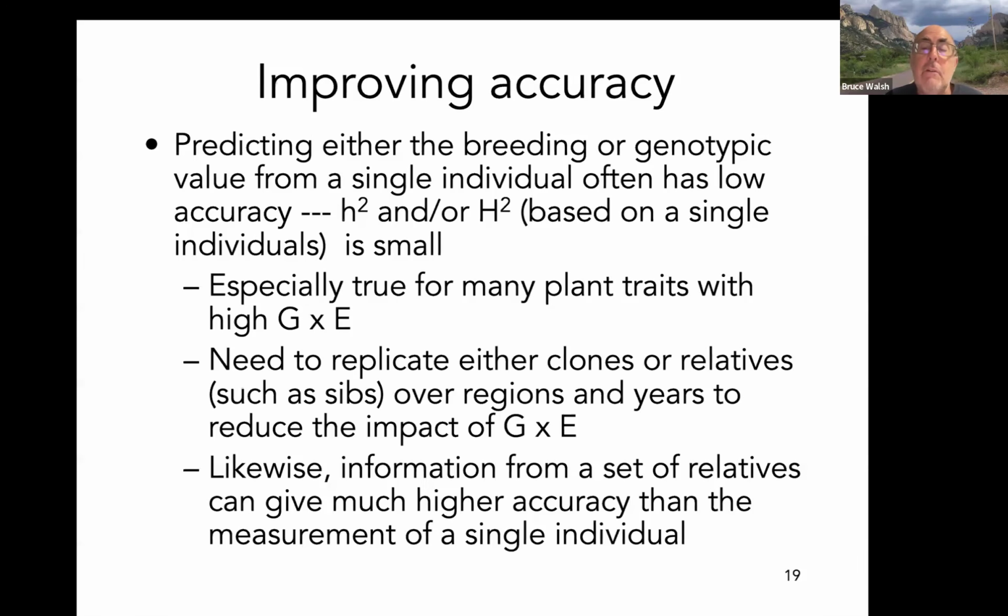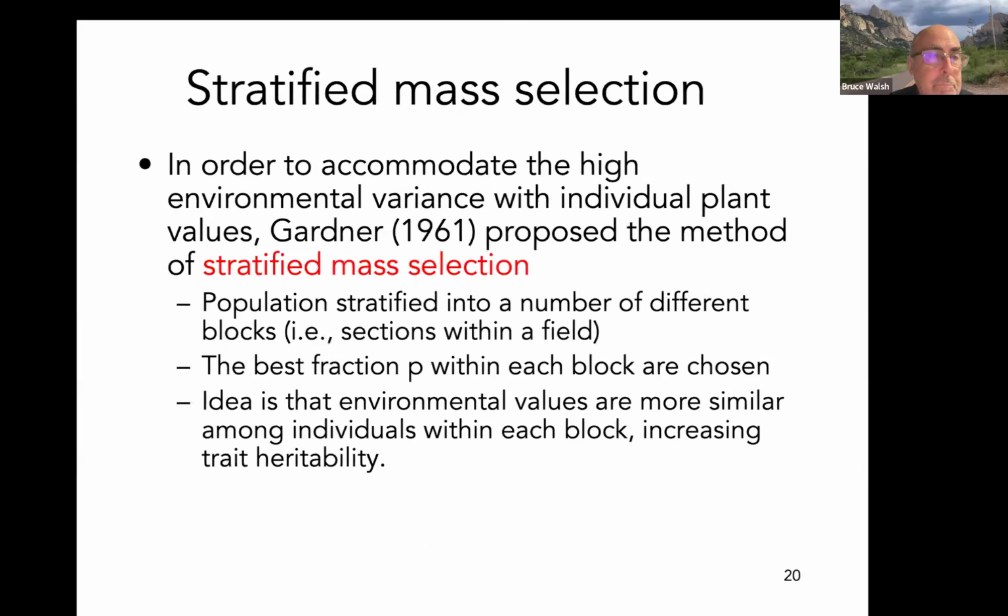That's called SIB selection. And by looking over environments, that's a way to reduce G by E. So for example, instead of picking the single best corn plant over a series of fields, I might look at each corn plant and look at the mean of all its SIBs. And so for each corn plant, I have the mean of all its SIBs over the entire population. Then I pick a corn plant that has the highest SIB mean. That's a way to improve accuracy because I'm averaging out over G by E. And that's something called BLUP that we'll talk about a little bit later on.